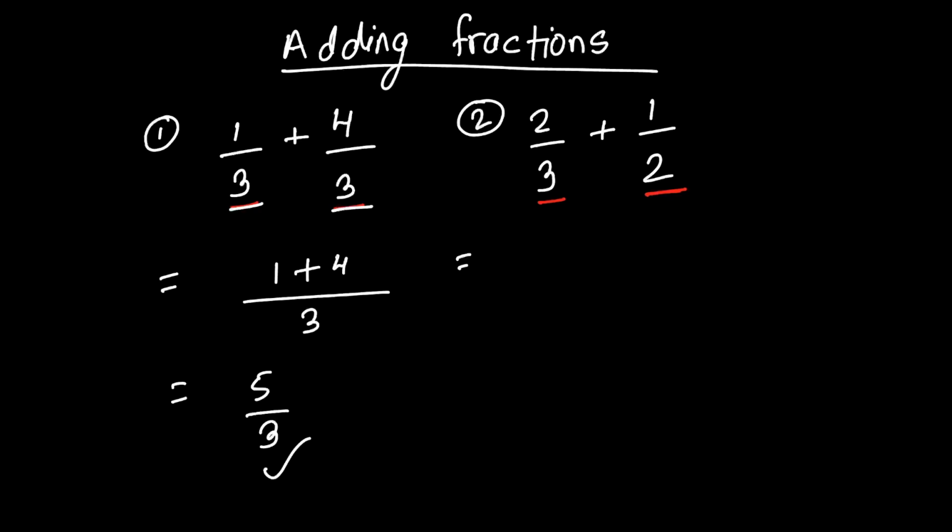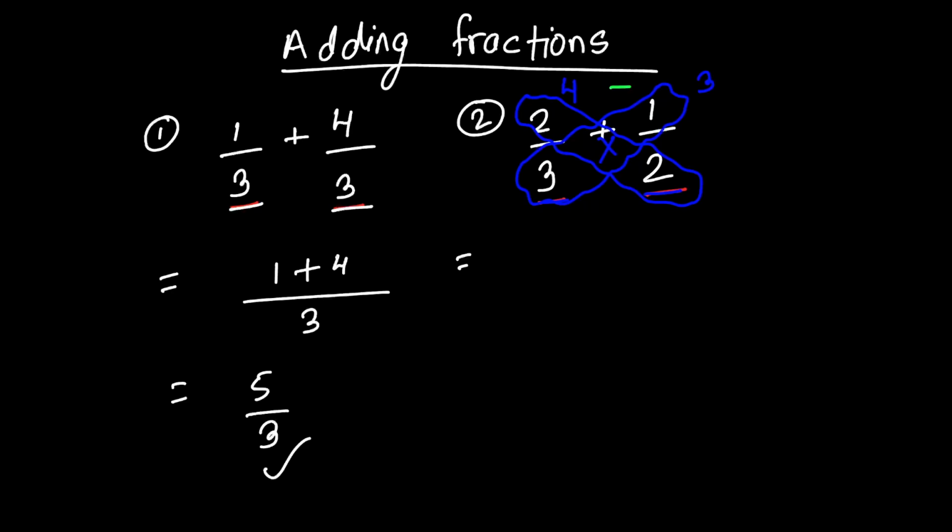When we have two different denominators, like 3 in this case and 2 in this case, we should use this kind of approach. Multiply the opposite numerator and denominator. So 2 times 2 is 4, and similarly do the same thing for this part. 3 times 1 is 3.